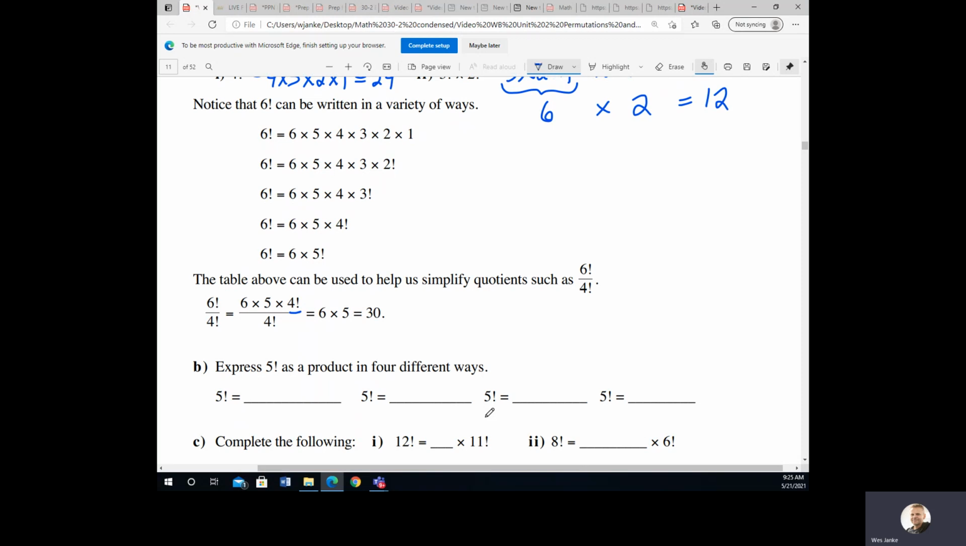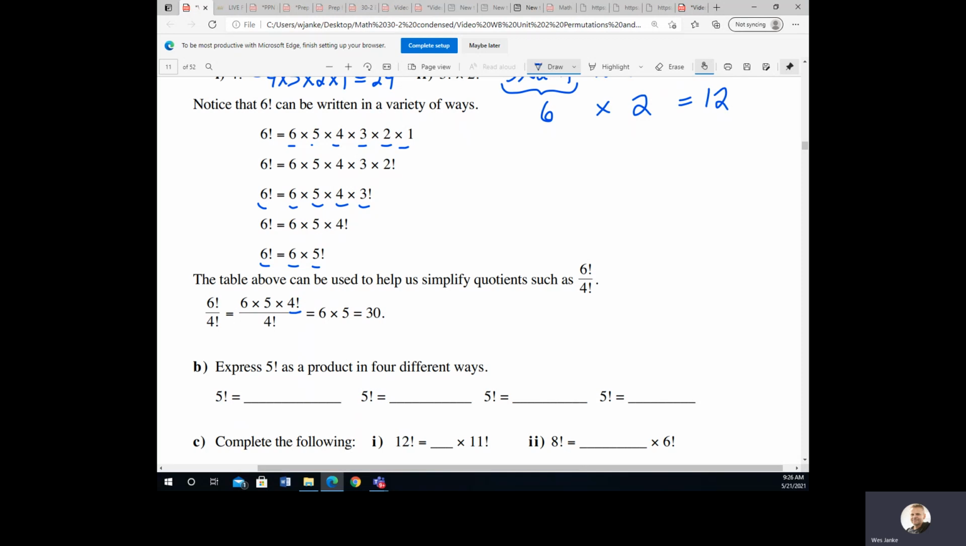Now you can see 6 factorial here is written in a variety of ways. So you can just write it all out. 6 factorial is 6 times 5 times 4 times 3 times 2 times 1. Or you can stop anywhere along the way. For example, here I have 6 factorial is 6 times 5 times 4 times 3 factorial. Or you could even do it a lot shorter and just go 6 factorial is 6 times 5 factorial.